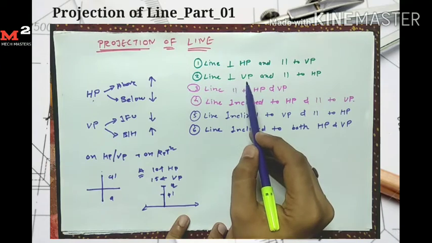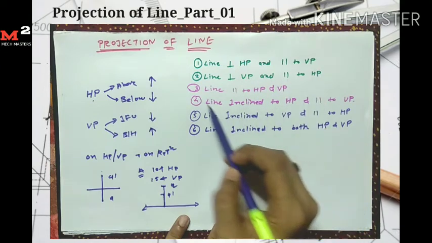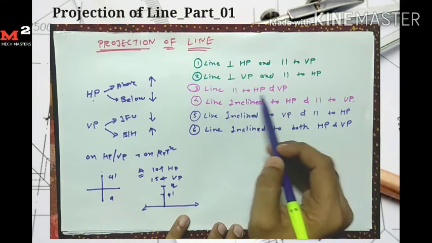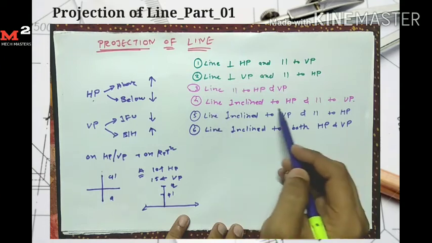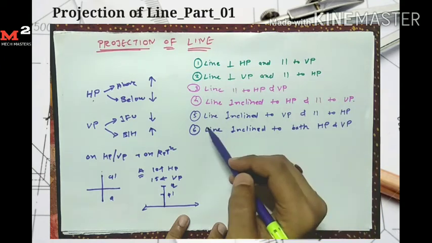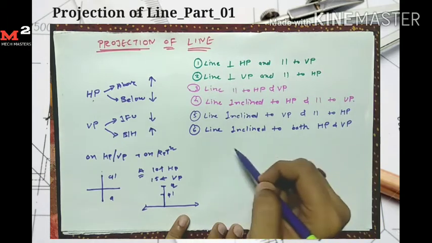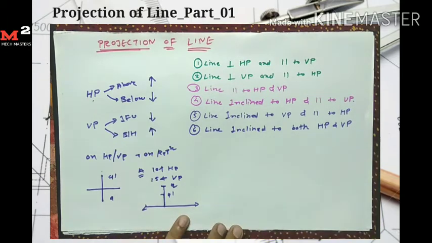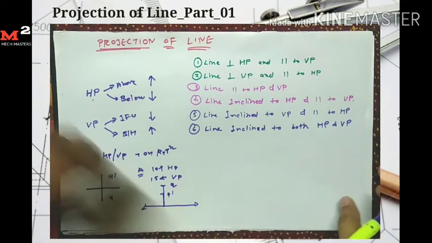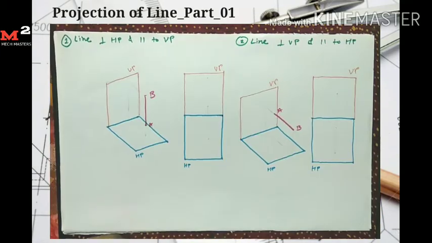Second, line perpendicular to vertical plane and parallel to horizontal plane. Third, line parallel to both HP and VP. Fourth, line inclined to HP and parallel to VP. Fifth, line inclined to VP and parallel to HP. Sixth, line inclined to both the HP and VP. So let's see all 6 cases one by one. Let's start with the first case.